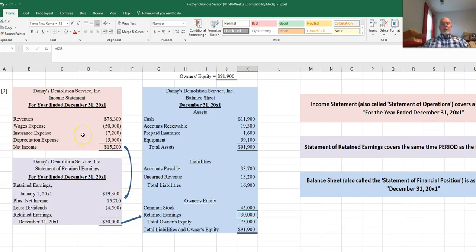So as I said, the income statement is like a video camera because it covers a period of time. The balance sheet is more like a snapshot because it just says, right now, on December 31, this is the financial position we're in. No movement is shown. This is just the position we're in. That's why the balance sheet is sometimes called the statement of financial position.